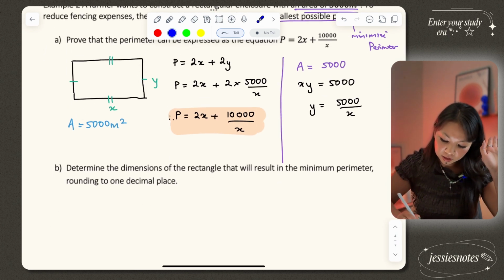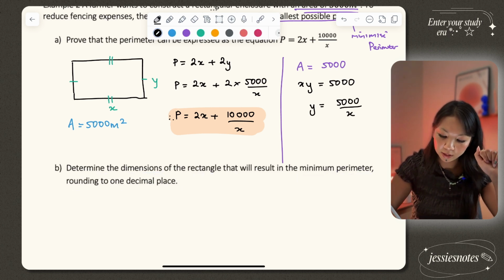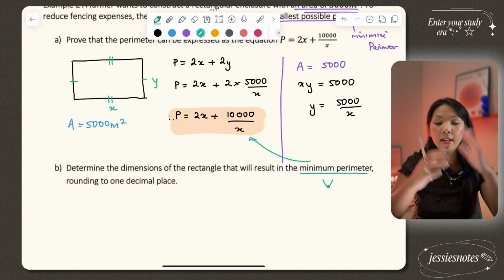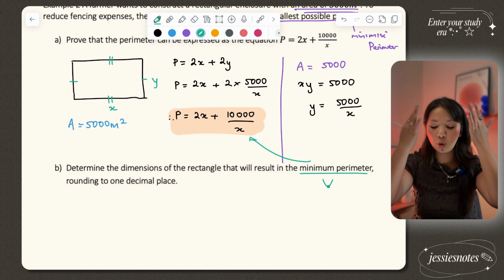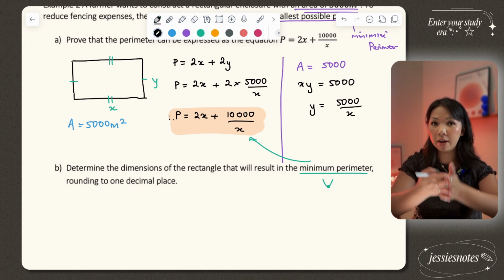Part B now says determine the dimensions of the rectangle that will result in the minimum perimeter, rounding to 1 decimal place. So that means we're trying to look for the minimum turning point from this perimeter equation. And now the steps should be the same. They should all be coming back to you. So first step is to find any minimum. You need to find the stationary point.